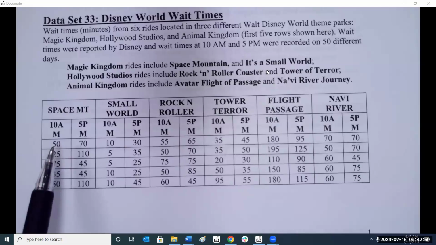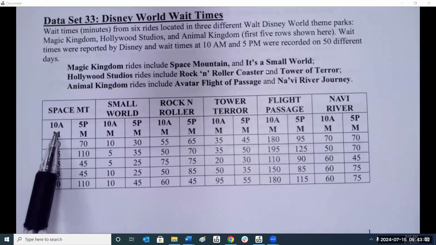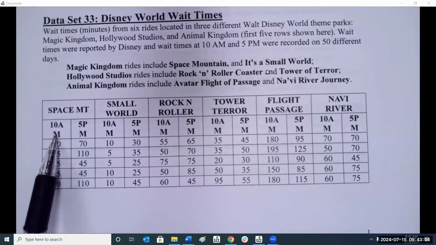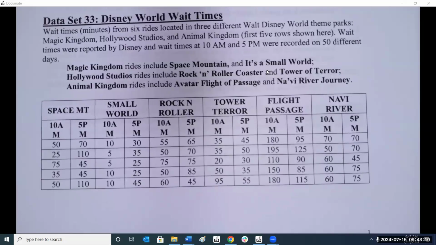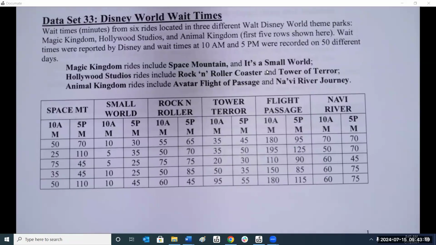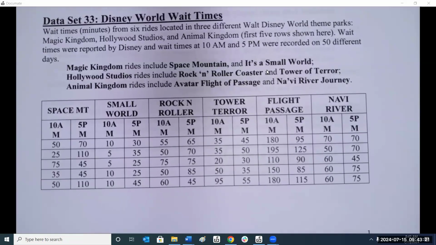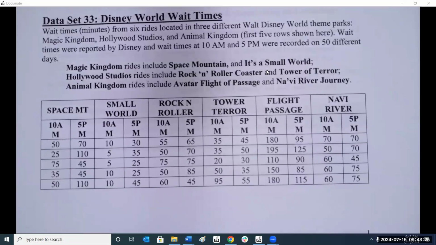What we did here, the data was collected two times a day, in the morning at 10 o'clock and at 5 o'clock PM. And this data, if you ever go into a theme park, they will usually have this kind of data you can ask for. Why would you want to do that? Yes, to see when the best time to go to the park is, or when's the best time to go to this ride.